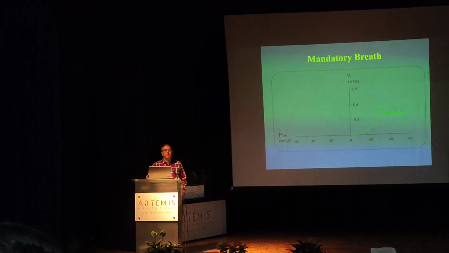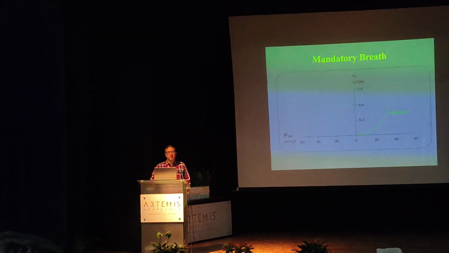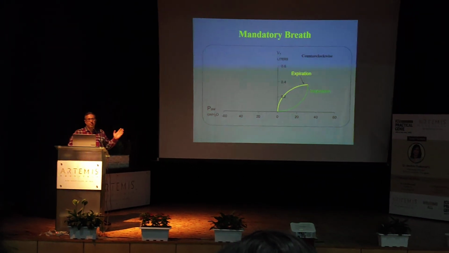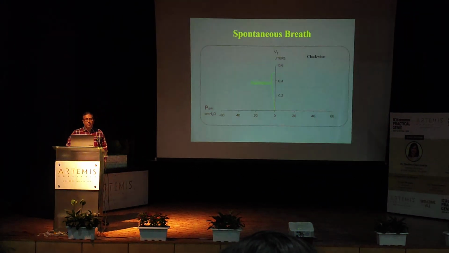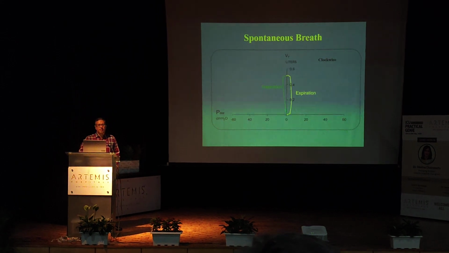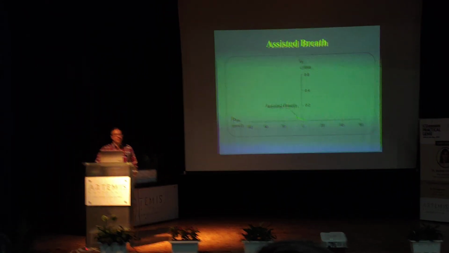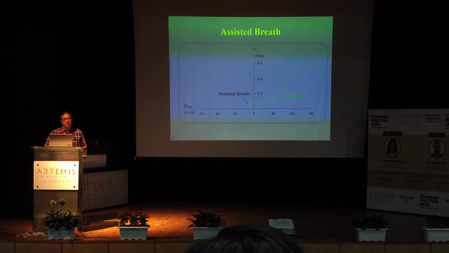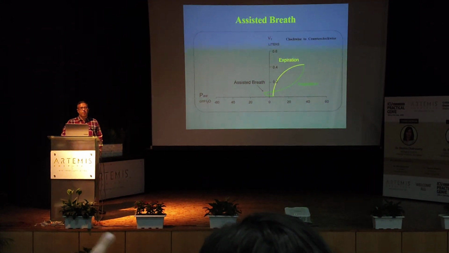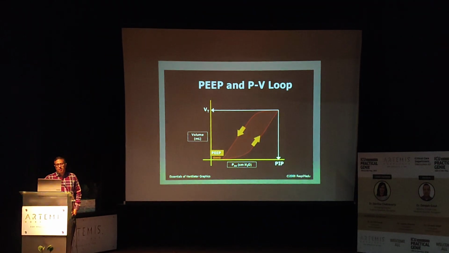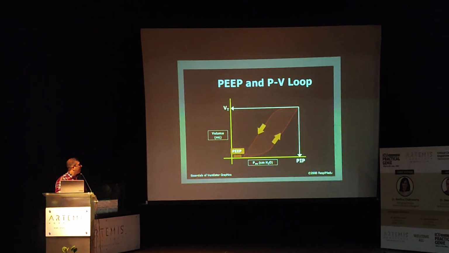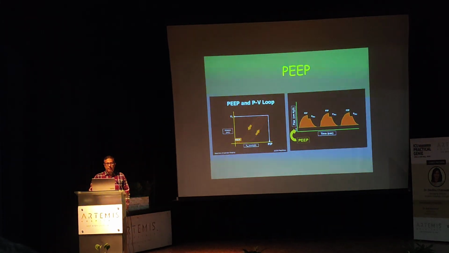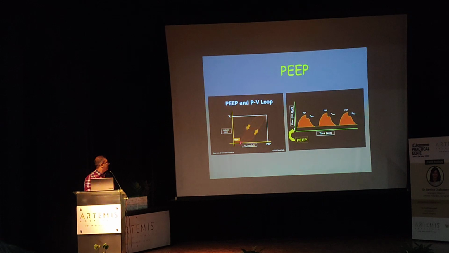This is the mandatory breath, the mechanical ventilator breath. The inspiration is counterclockwise and then the expiration is there. And if we give a peep, it is shifted to the right. Whereas this is a spontaneous breath, clockwise. And if you give an assisted breath, initially clockwise like a spontaneous breath and then counterclockwise. So remember this part. This is what I was talking about. If you give a peep, the whole thing moves to the right. Yes, sir. This is how peep looks.